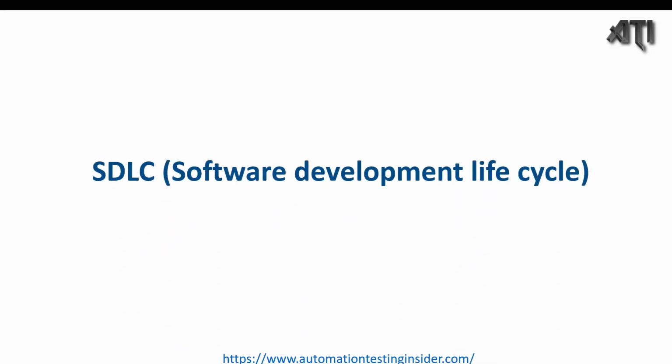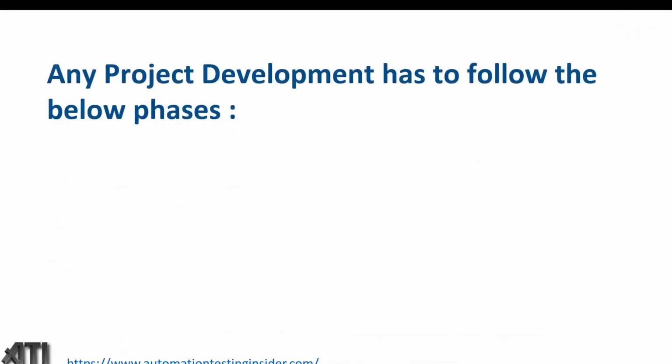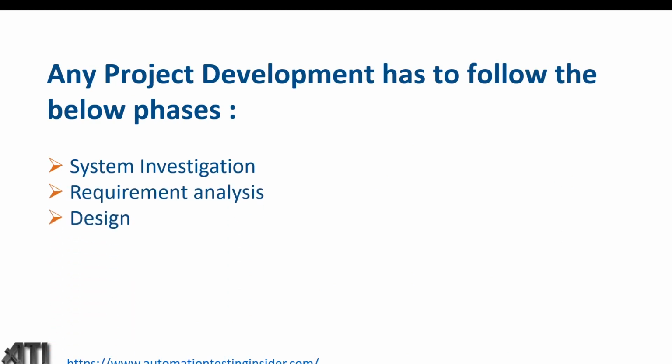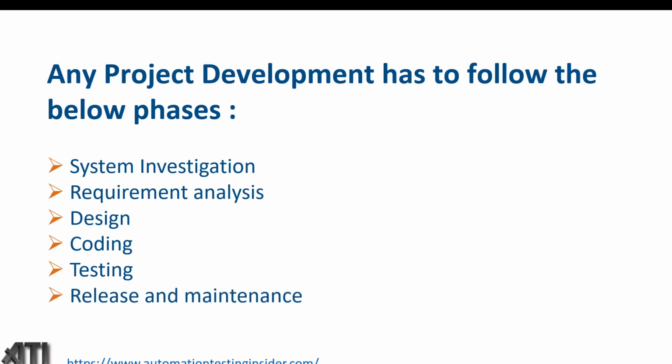So guys, let's talk about the software development life cycle in detail. As I have discussed earlier, any project development has to follow the below phases: system investigation, requirement analysis, design, coding, testing, and release and maintenance. These are the different phases involved in developing any project in the software development life cycle. Now let's talk about them in detail.